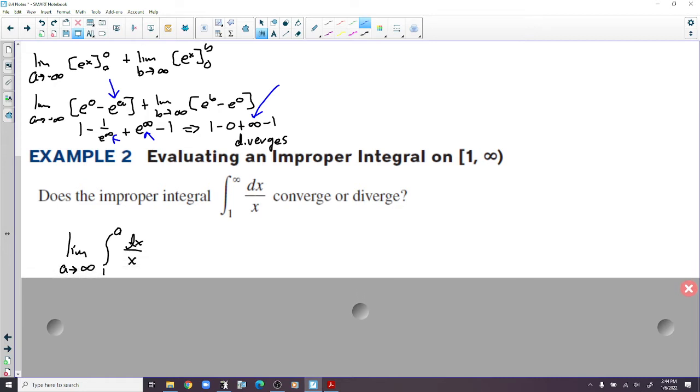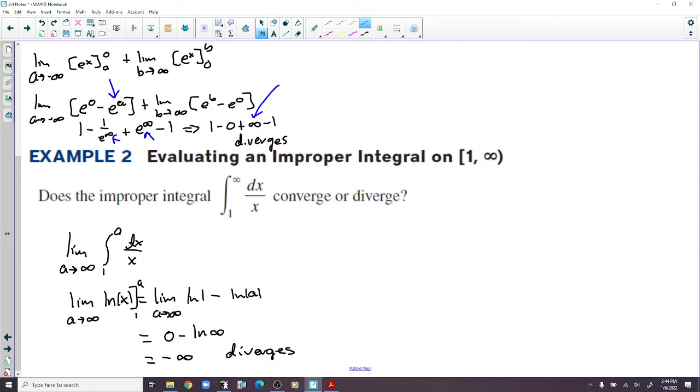So we write it as a limit. Instead of having infinity there, we have a. The integral of 1 over x is the natural log of the absolute value of x from 1 to a. We plug in 1, we plug in a here. That's going to be 0 minus the natural log of infinity, which is negative infinity. That is diverging. It's not converging to a nice value.